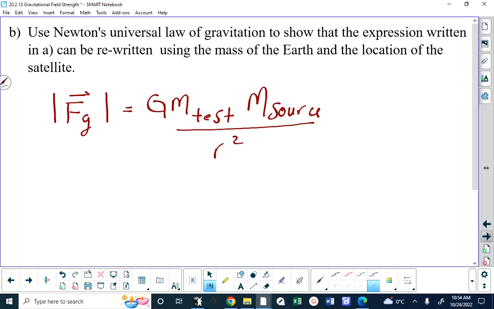I want everybody to get an answer to this question in your head. What is the test mass in this warm-up? What is the source mass in this warm-up?